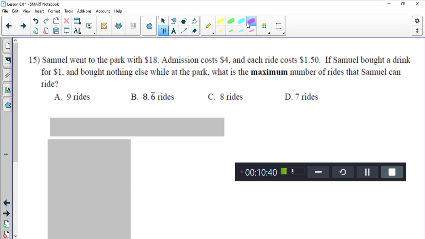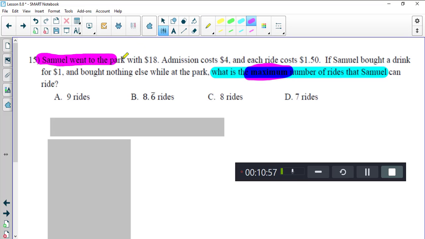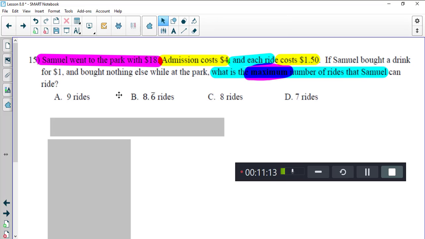All right, well, we're talking about the number of rides that Samuel can ride. And we use this word maximum as well. I'm going to highlight that. That's going to be a pretty dark blue there. But maximum is going to indicate less than or equal to in some amount. We know that Samuel went to the park with $18. So kind of like our last question, we know he wants to spend less than or equal to $18. We also know that admission costs $4. And each ride, and we're talking about the number of rides here, costs $1.50. So I defined a variable to start.